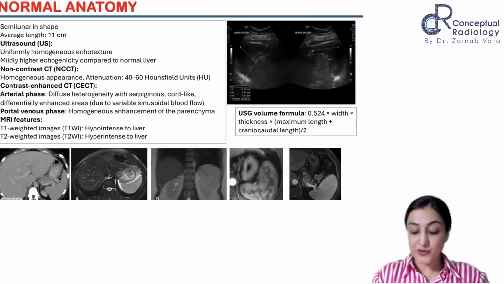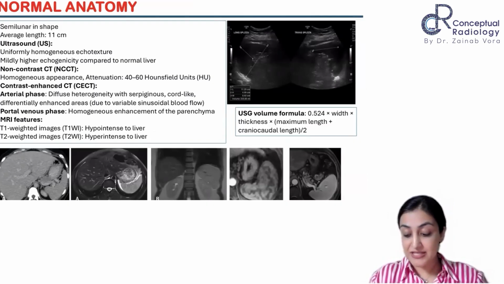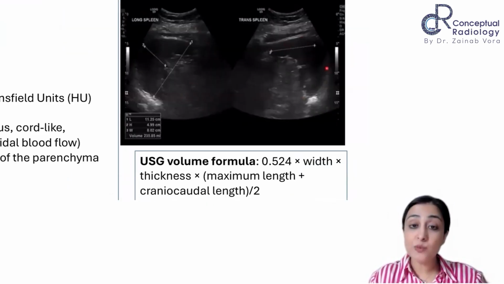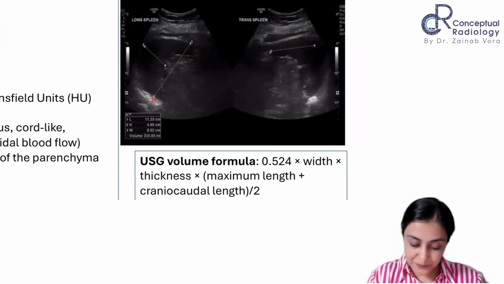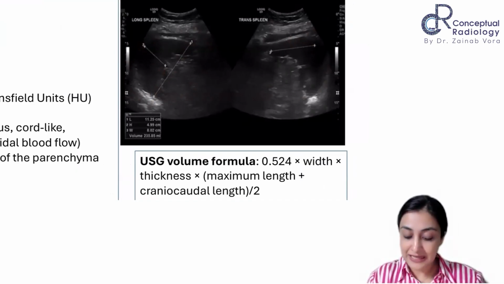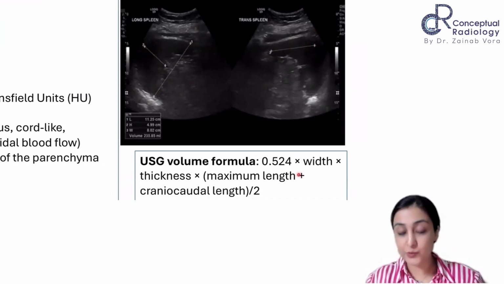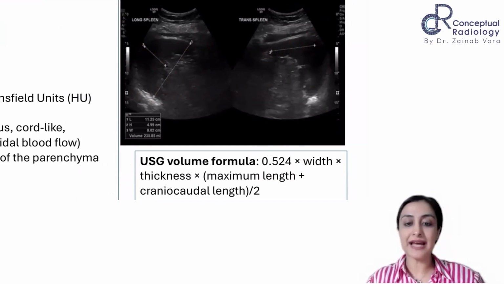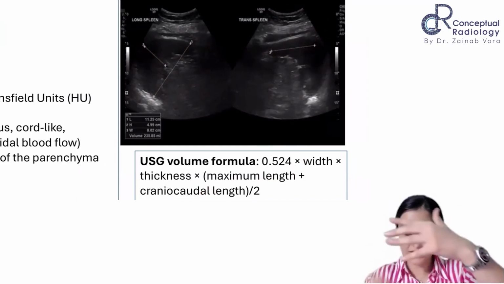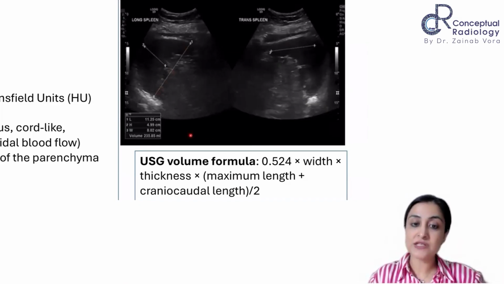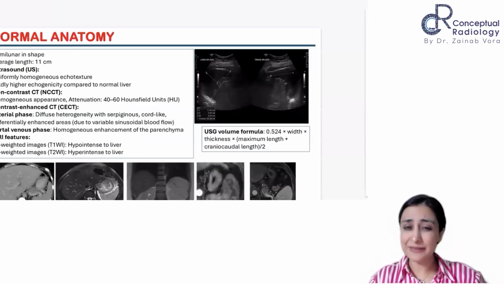So talking about the normal anatomy of spleen, it is semilunar in shape. The average length is 11 centimeter. Whenever you are mentioning the volume of the spleen, like all organs, how do we measure the volume here? So you will find the length and the width of the spleen, and then in the transverse axis, you will take the thickness, right? So these are the three dimensions that we take, and then you multiply it with 0.5. The length can be the average of maximum length and the craniocaudal length in a sagittal plane, like here. So this is the formula of the volume of spleen.